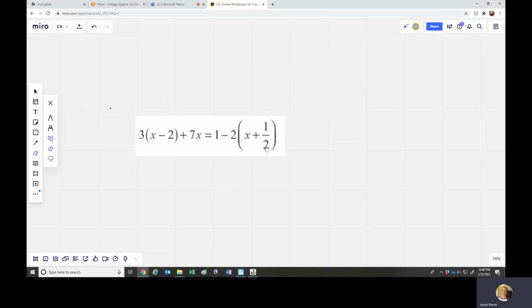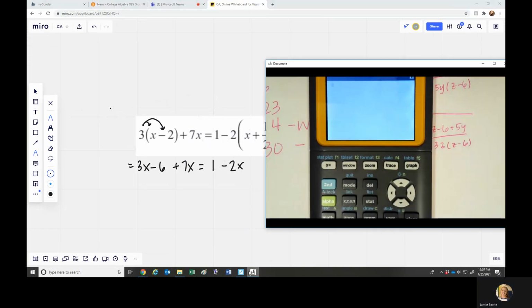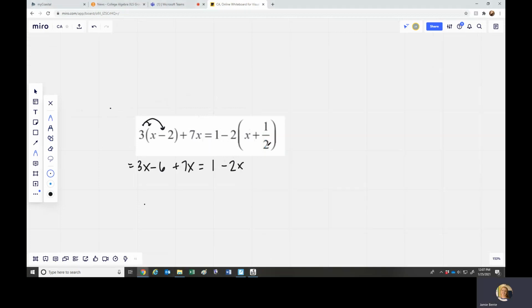I'm going to leave it in its fraction form because it's not going to make this super complicated for us. I'm going to multiply through by 3 here. So that's 3x minus 6 plus 7x equals 1. Negative 2 times x is negative 2x. Negative 2 times 1/2, let me show you. Negative 2 times 1/2 is just negative 1. So the 2 cancels with the 2, leaves you with negative 1.